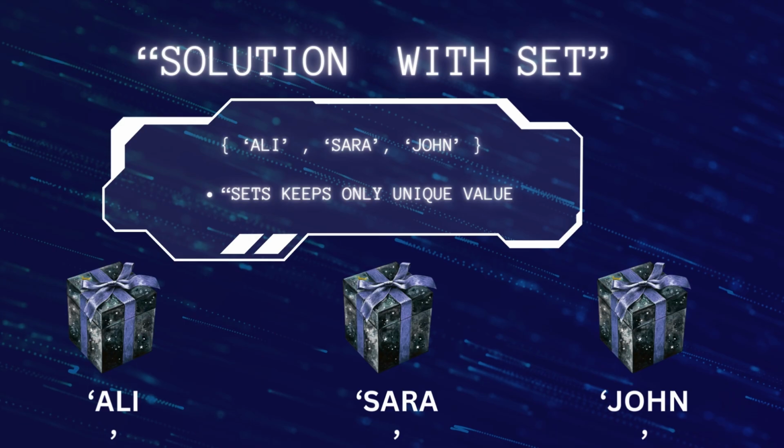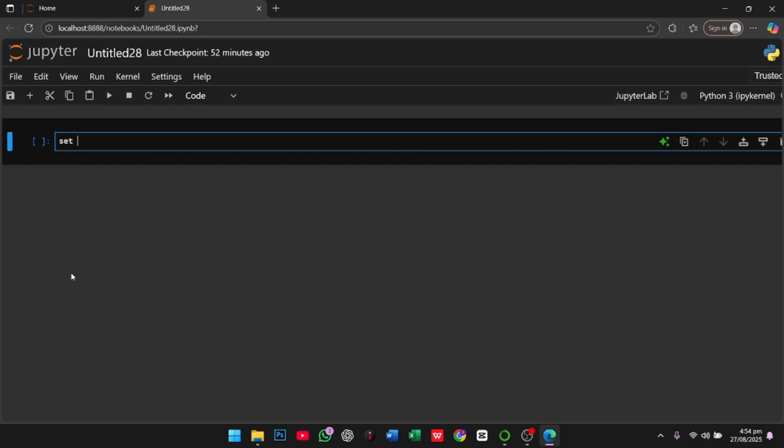The first thing that we see is how to write a set. To write a set, we use curly brackets. Like in the previous lecture, if you remember, we denoted the list with square brackets and tuples with round brackets. So for the set, we use curly brackets.